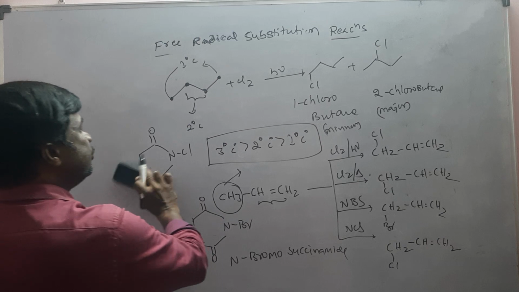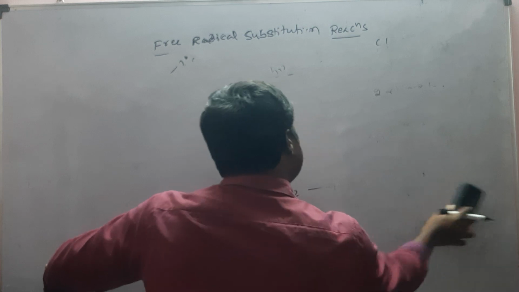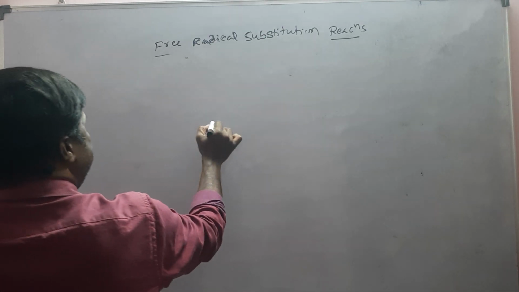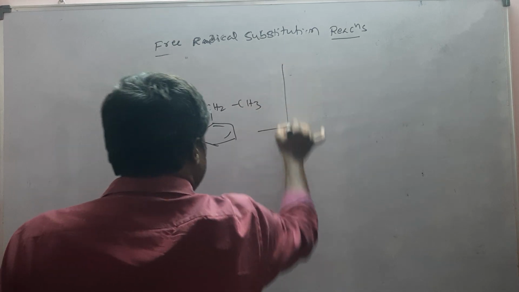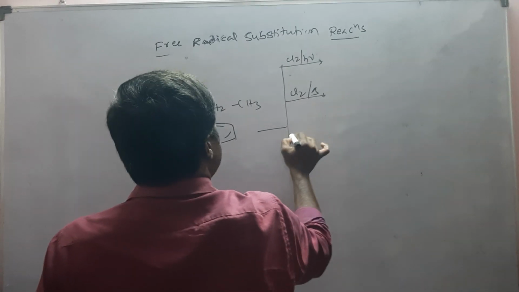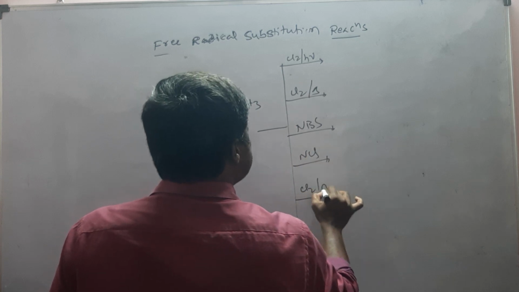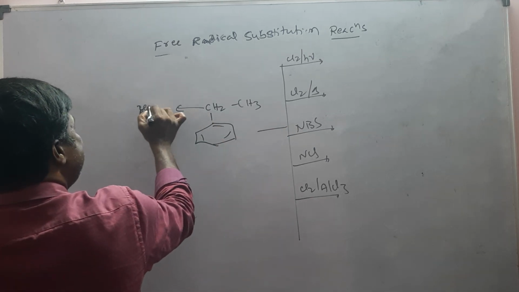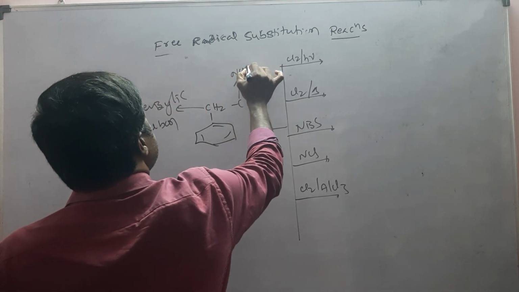Again, one more question I have to discuss is the benzylic system. What happens in the benzylic system? This type of question is asked in entrance exams. Here we take ethylbenzene, CH2CH3, with chlorine in the presence of sunlight, chlorine with heat, NBS, NCS, and chlorine in the presence of AlCl3. First, this is what we call the benzylic carbon, and this one is a normal carbon.